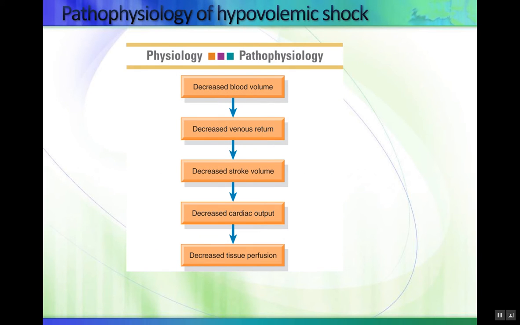So your pathophysiology, again, for your hypovolemic shock, you have the decrease in blood volume, then the decrease in your venous return. The stroke volume is going to be decreased, therefore your cardiac output's going to be decreased, and you're going to have poor perfusion. So what does that mean for your patient? We'll get to that in just a second. I'm going to give you a question, and then we'll talk about that.